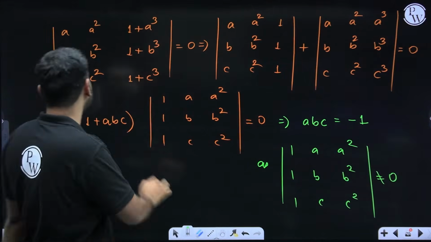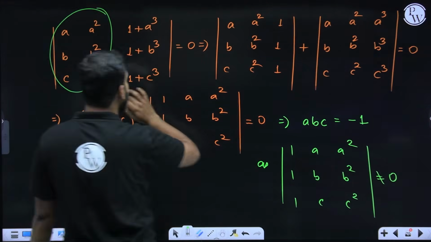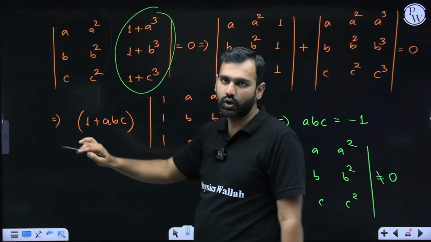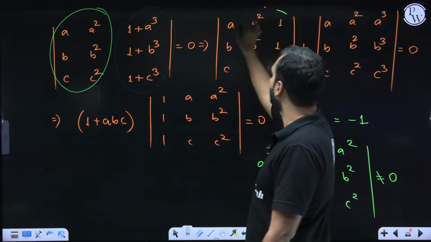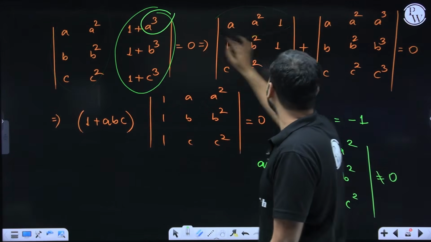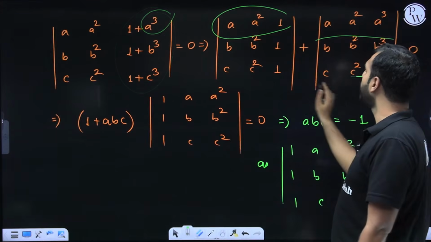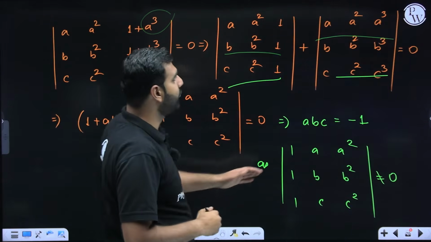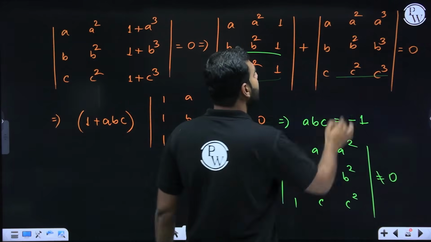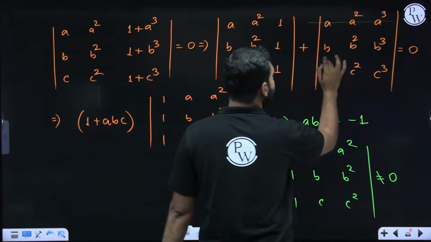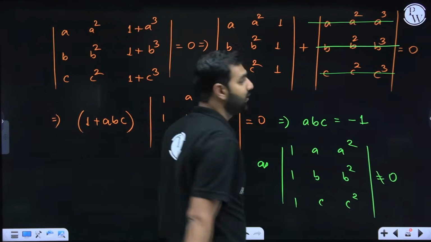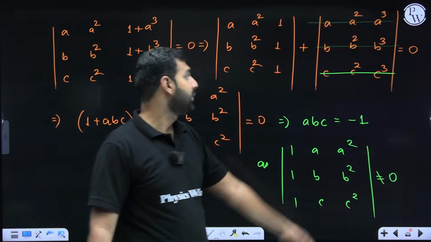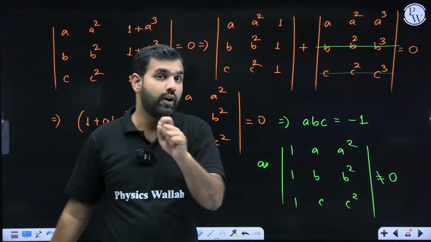If I just keep these two columns same, but I split this third column, I'll split it like a square 1 and a square a cube. In the same fashion, the other two rows are also split like this. But here what you need to understand is that from the second determinant, I can take A common from the first row, B common from the second row, and C common from the third row. When you do so, this determinant will look completely identical.